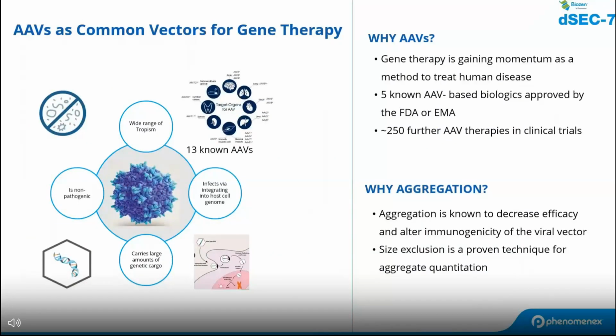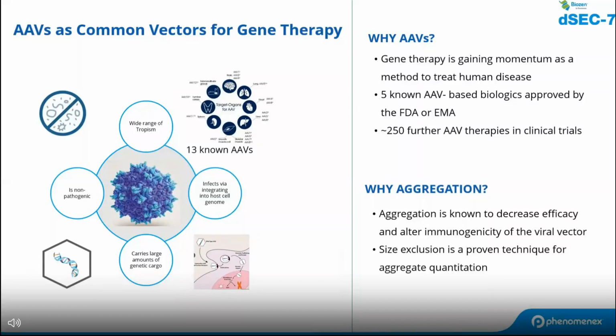AAVs are common vectors for gene therapy. They have a wide range of tropism, meaning they have specific action towards specific cells in your body. There are 13 known AAVs that can specifically act on, for example, brain cells. AAV1, AAV2, and AAV9 can actually interact with brain cells. Likewise, there are other AAVs that are target specific to other cells.